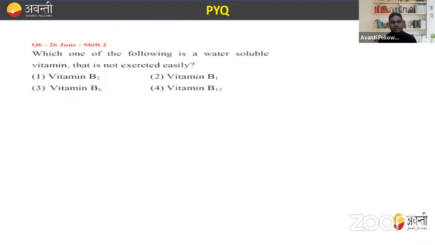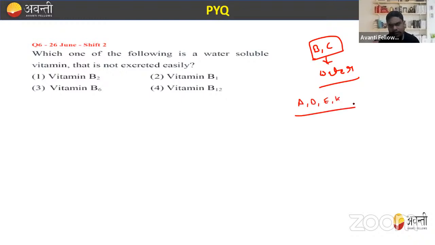Now, moving to the next question, this one is very important and also a very simple question, because many of you know the answer, right? Which one of the following is water soluble? We know that only vitamin B and vitamin C are water soluble vitamins. That's why they are needed in our diet, right? Because they are water soluble. The other vitamins, that is vitamin A, D, E, and K, are all water insoluble, that is, fat soluble vitamins.